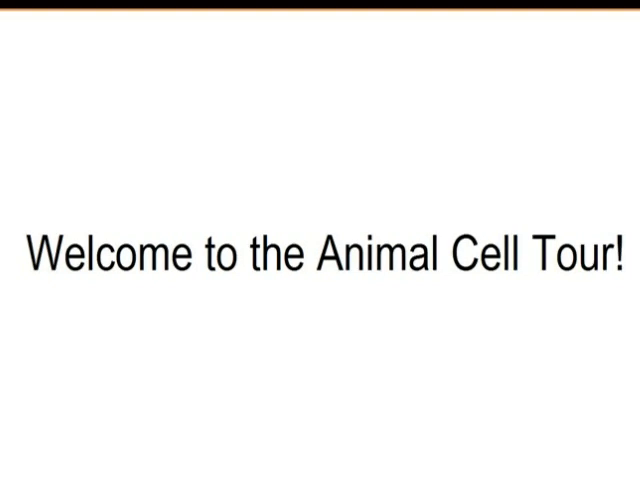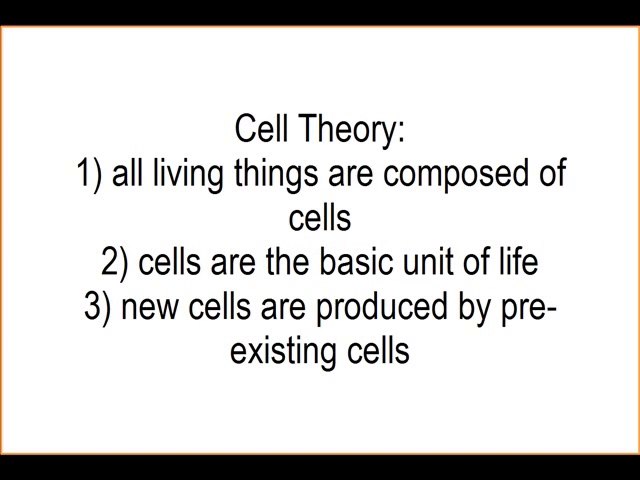Well, let's get going! Before we move on to the cell itself, we must talk about cell theory. Cell theory is one of the fundamental concepts of biology. There are 3 rules to cell theory. 1. All living things are composed of cells. 2. Cells are the basic unit of life. And 3. New cells are produced by pre-existing cells. Now we can continue with the cell tour.